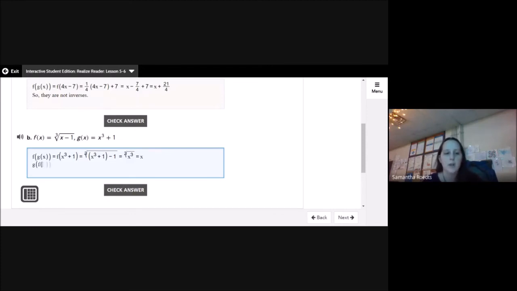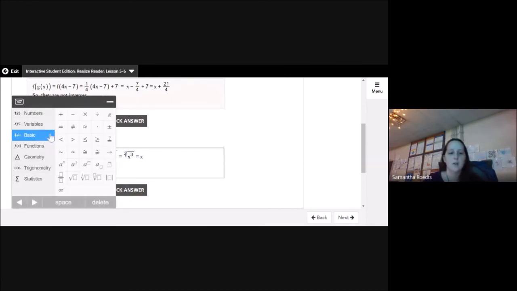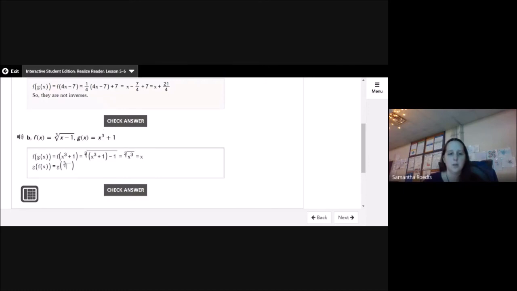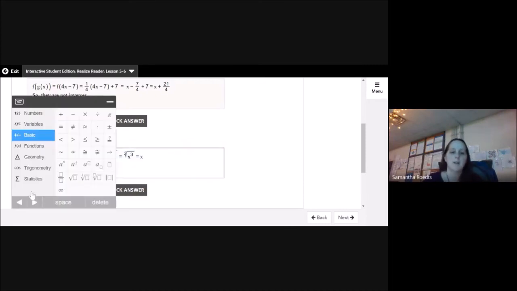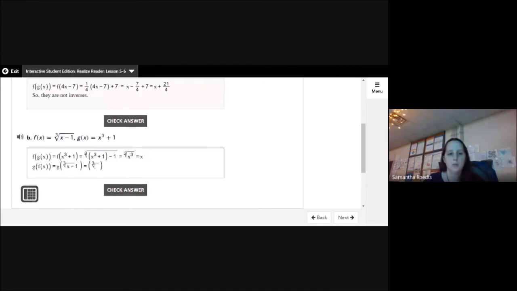And then g of f of x equals g of the cube root of x minus 1 equals the cube root of x minus 1 cubed plus 1 equals x minus 1 plus 1 equals x. So they are inverse functions.